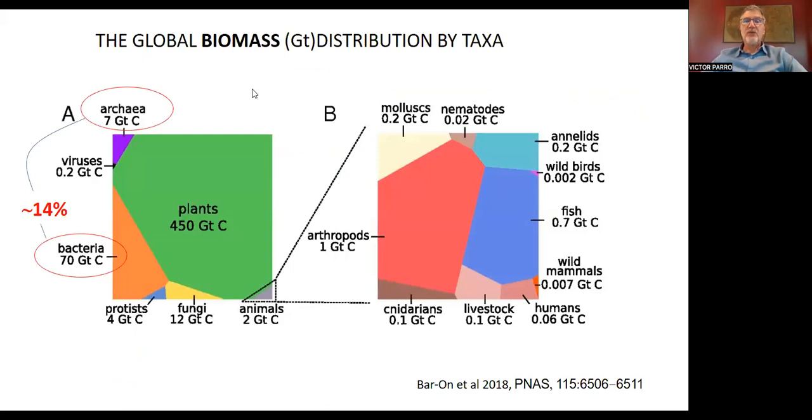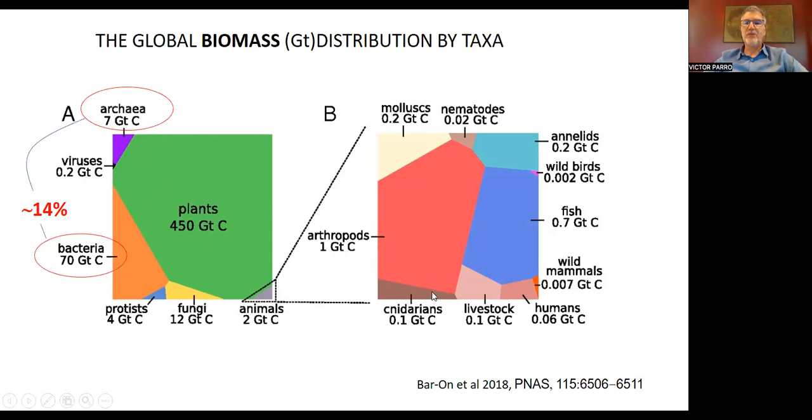Just to understand in numbers the biomass we have on Earth, we can see here in this work that, for example, plants account for most of the biomass on Earth. This is in gigatons of carbon. And we can see how Archaea and bacteria, that is prokaryotes, account for up to 14% of the total biomass, which is not bad.